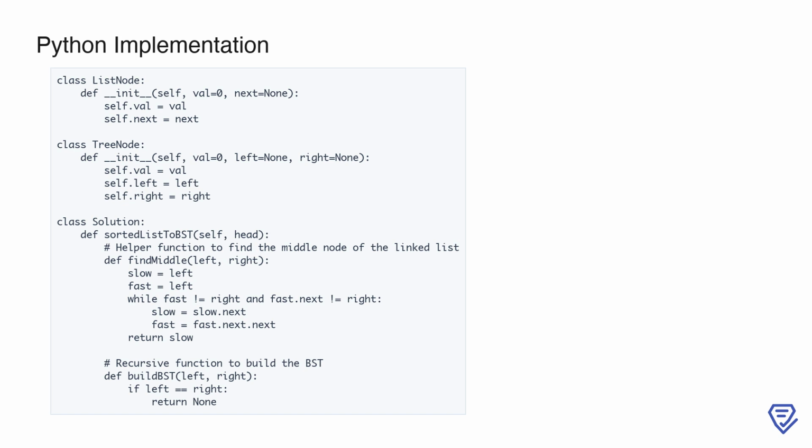Next, within the Solution class, we define the main function sortedListToBST. This function uses a helper function called findMiddle to locate the middle node of a given portion of the linked list. The middle node serves as the root of the binary search tree for that range. To find this middle node, we use 2 pointers, slow and fast. The slow pointer moves 1 step at a time, while the fast pointer moves 2 steps. This ensures that when the fast pointer reaches the end, the slow pointer is at the middle of the list. Finally, we prepare for the recursive construction of the tree by defining the buildBST function, which will use this middle node to create the tree structure.